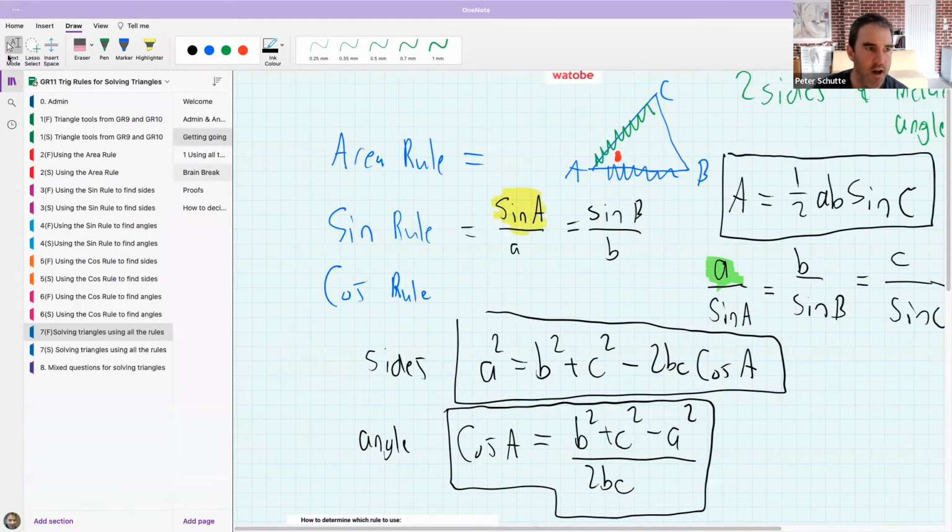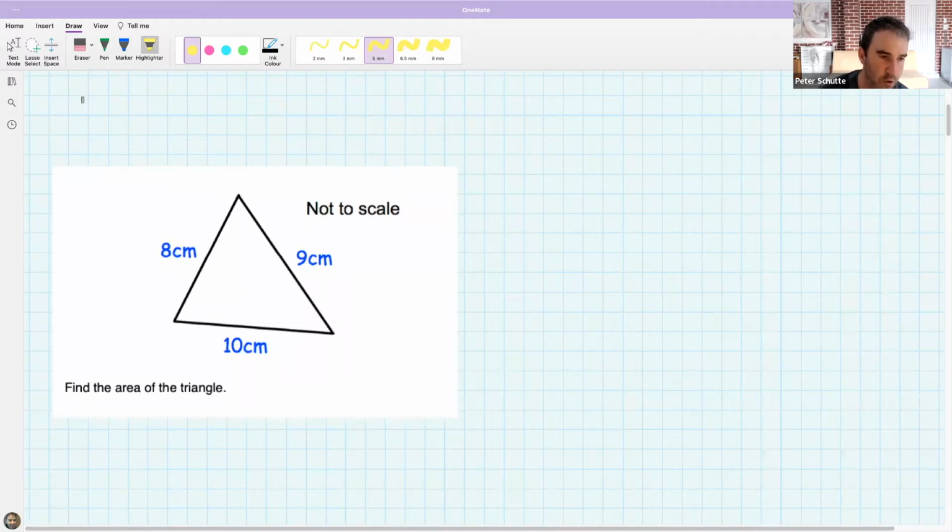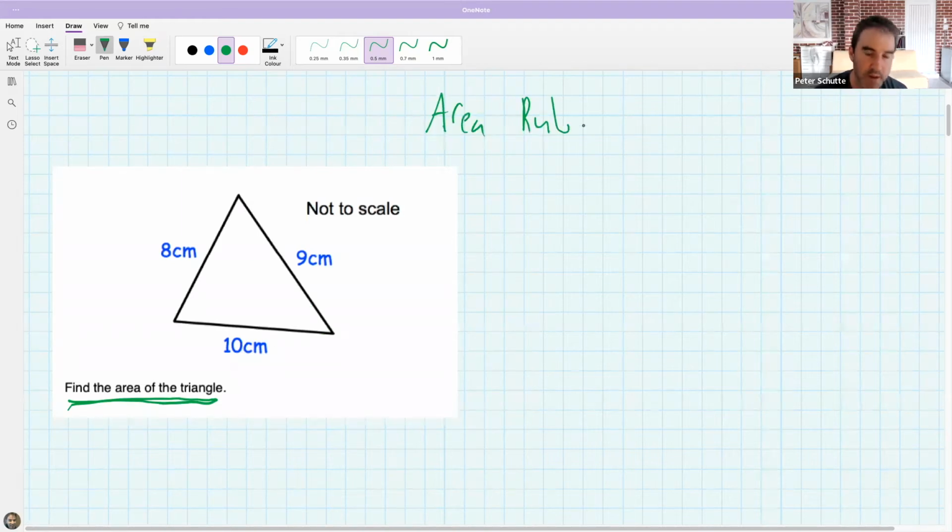Okay, so I'm going to give you a hint for this first one. In this particular question, because this is lesson 7 of the lessons we've been doing, we're going to start to use 2 rules in one question. So in this question, it says, find the area of this triangle. Now, obviously, because there is no right angle, there's no perpendicular height, we're going to have to use the area rule. But in order to use the area rule, we need something that is still missing from our drawing.